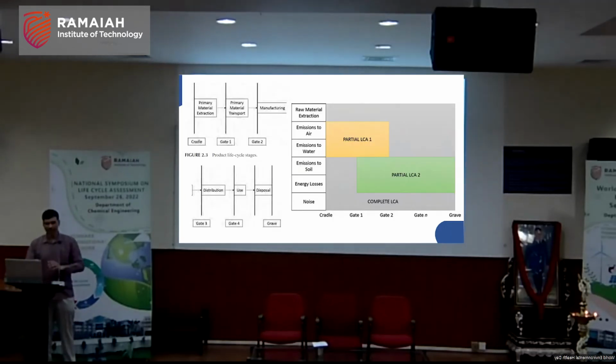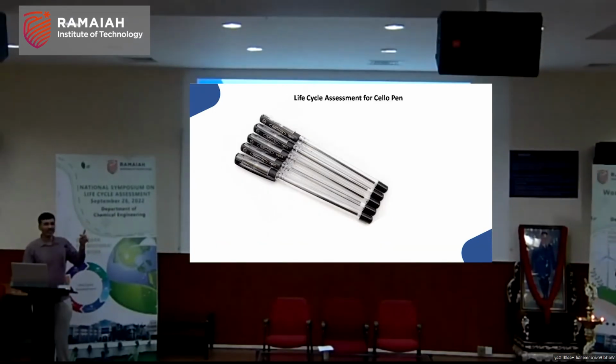There are two types of life cycle assessment. From the beginning, that is cradle to grave, that is called complete life cycle assessment, or people can do a half life cycle assessment, like cradle to some point in between. What I will be explaining is how a life cycle assessment can be done from cradle to grave. Now we will do the life cycle assessment of this pen.